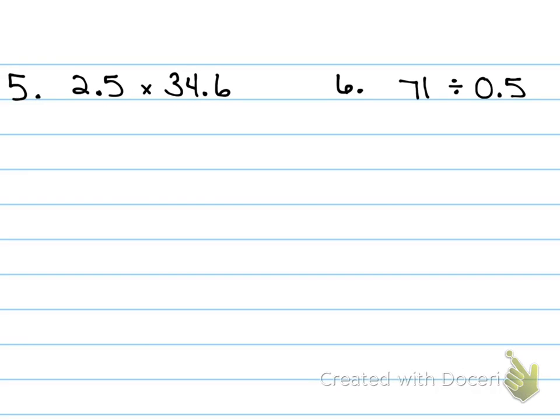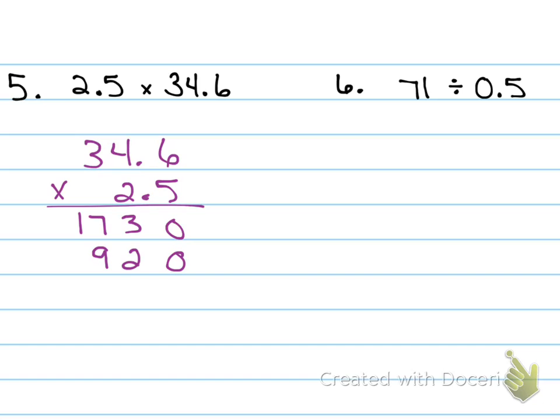Okay, so on number 5, which number goes on top? 34.6, because it has more digits, and then I just line up the one underneath. All right, so the decimals just happen to line up. We're not lining up decimals, we're lining up digits. All right, so then I just multiply across and I add them up, and I get 86 and 5/10. Did you get it? Yep.